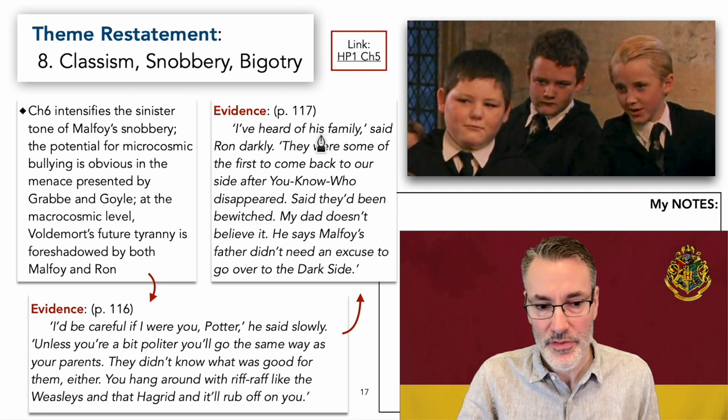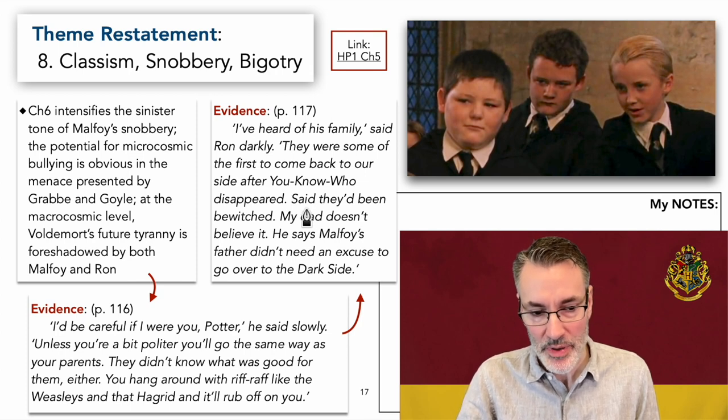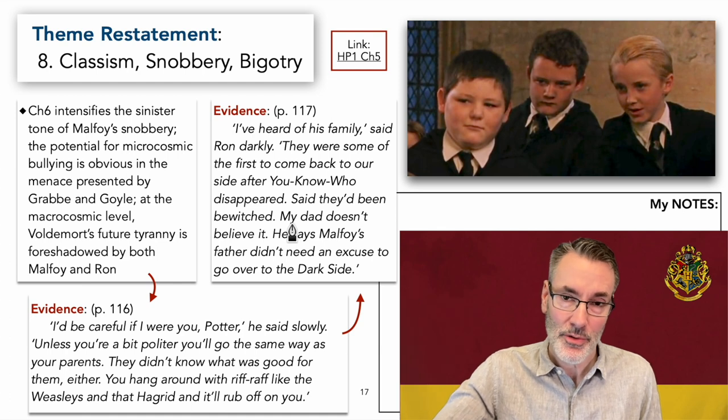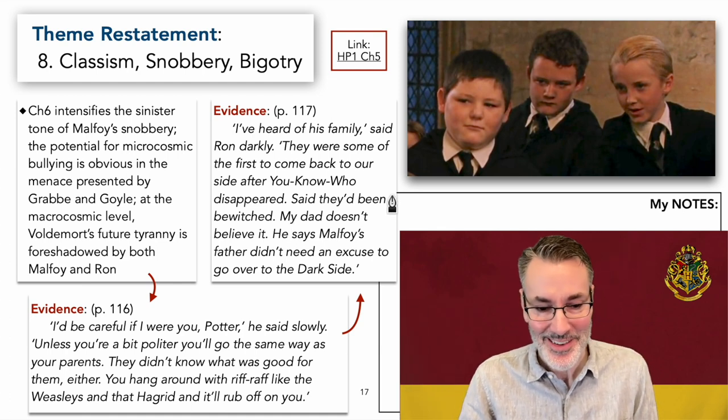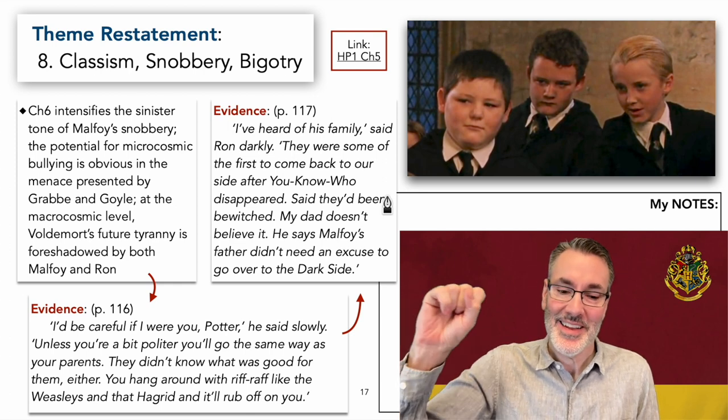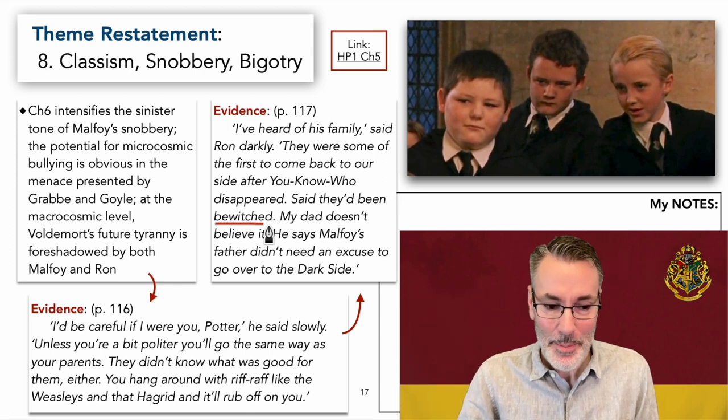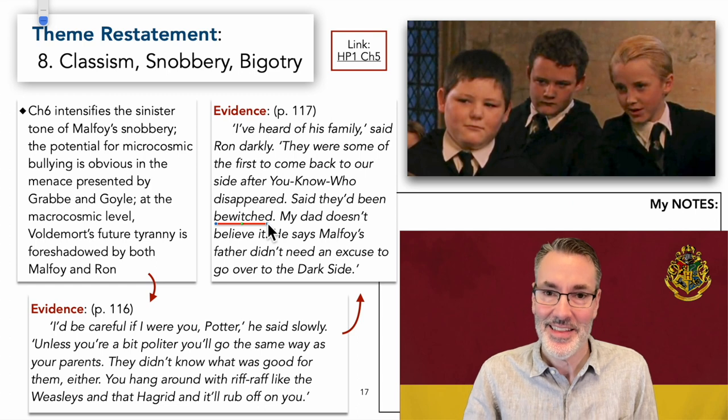He says, "I've heard of Malfoy's family," said Ron darkly. "They were some of the first to come back to our side after You-Know-Who disappeared. Said he'd been bewitched." So this is the Percy Weasley theme as well. The people who came back after Voldemort was defeated, they said that they were bewitched.